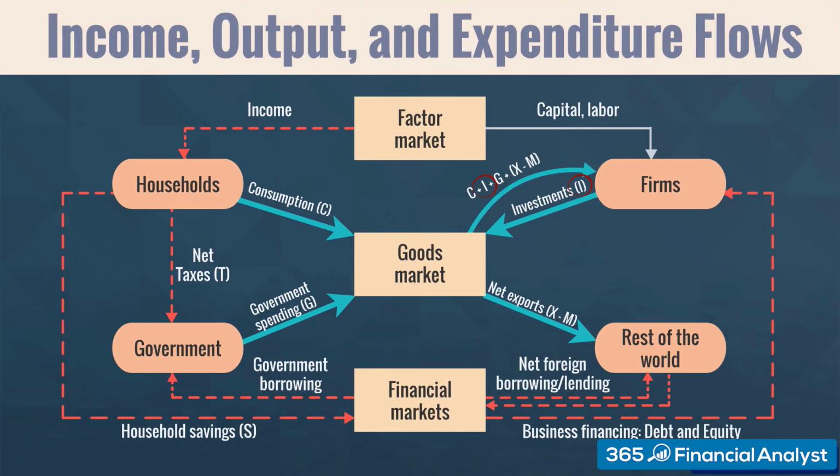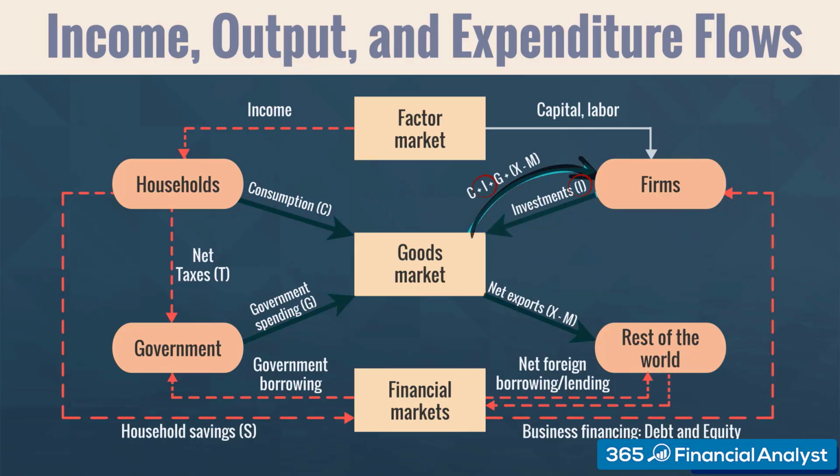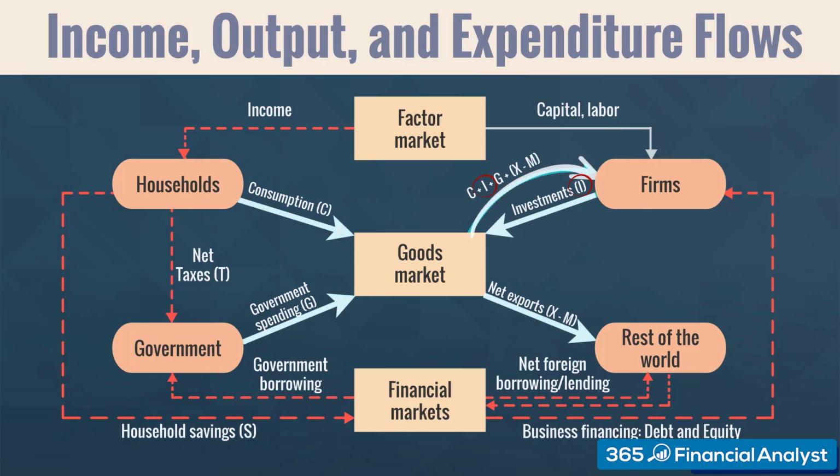Great. Please take some time to understand and remember these income, expenditure, and capital flows. The blue lines show the direction of expenditure on final goods and services. The flows of factors of production are in gray, and the financial flows like income, savings, and taxes are marked in red.